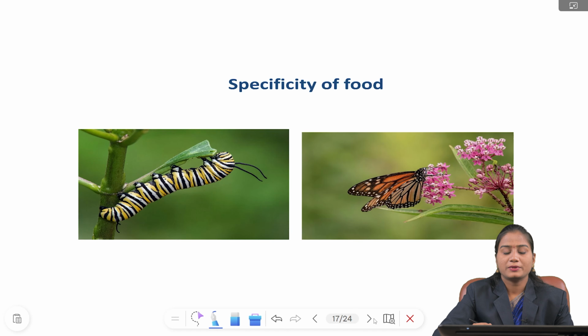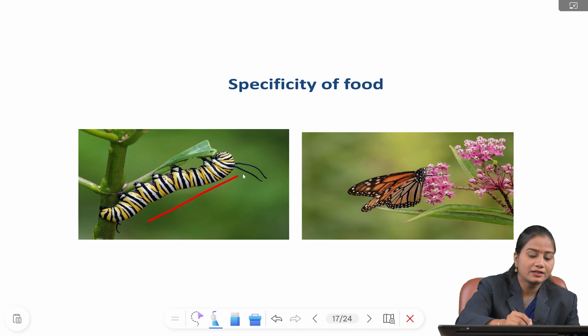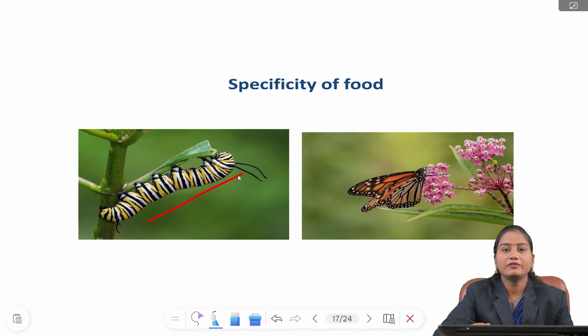Next is food specificity. Though insects eat many plants, within the same insect, the individuals have different food preferences. For example, the caterpillar feeds on the plants, while the adult insect, which is the butterfly, feeds on floral nectar. This reduces the competition within the same insect and increases the chances of survival.